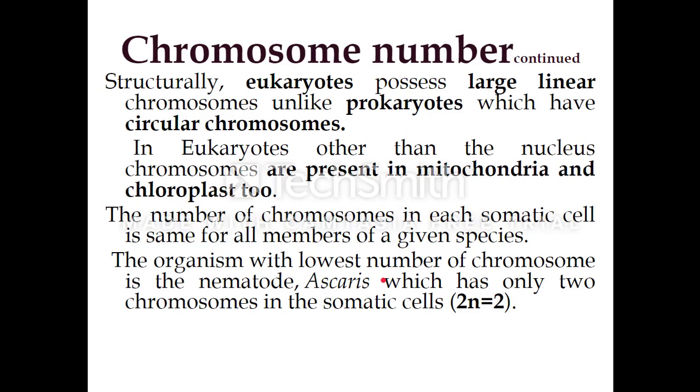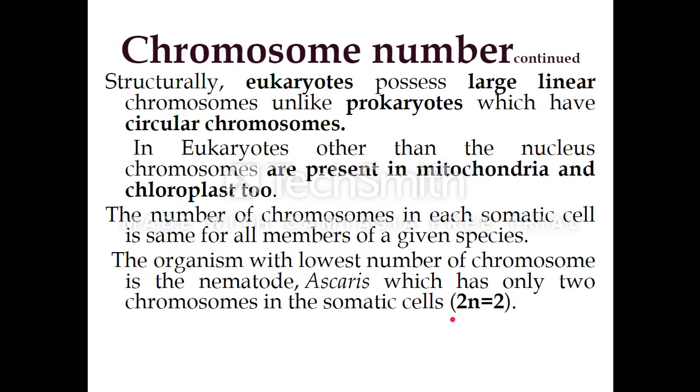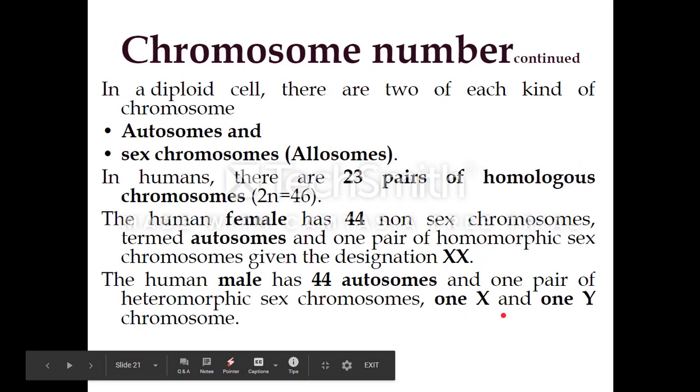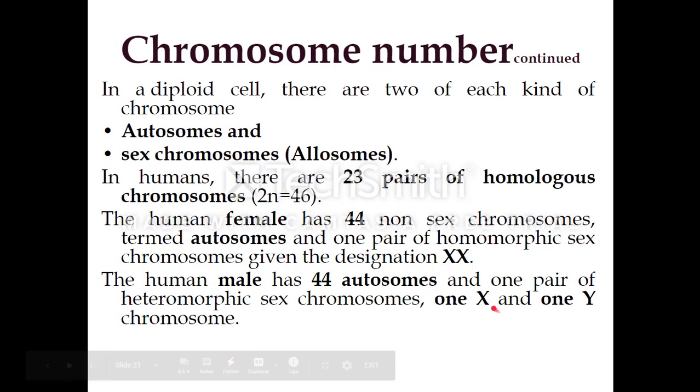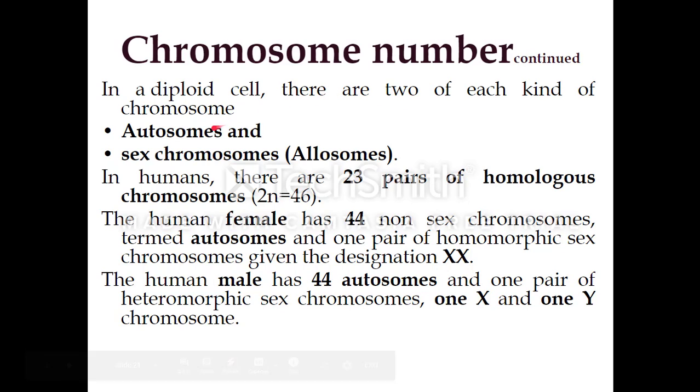The organism with the lowest number of chromosomes is the eukaryotic one which has only 2 chromosomes in the somatic cell. That means its diploid set is equivalent to 2, only 2 chromosomes. In a diploid cell, there are 2 kinds of chromosome: one is autosomes and another is sex chromosomes or allosomes. In human beings, there are 23 pairs of homologous chromosomes, meaning the diploid number is 46.